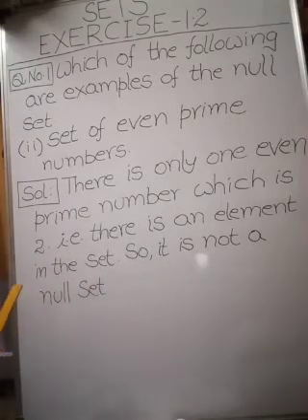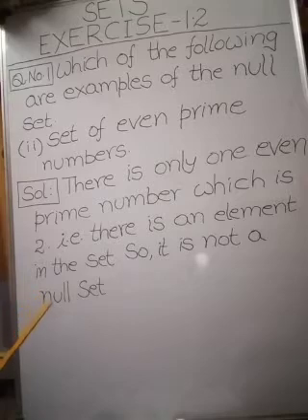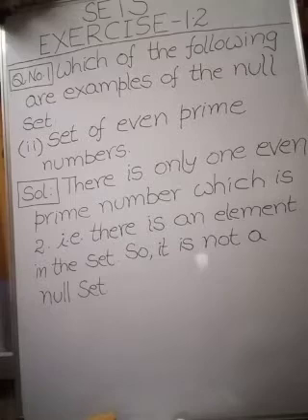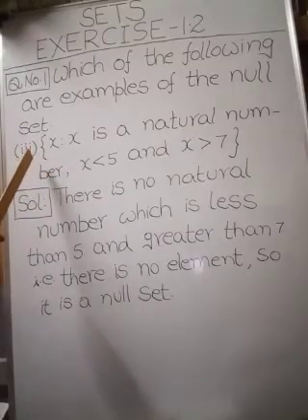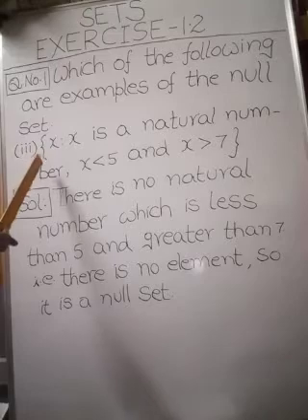Then what is this set said to be? A singleton set, because one and only one element is there. So it is said to be a singleton set, not a null set. Understood, my dear children? Right. Now come to the next example.